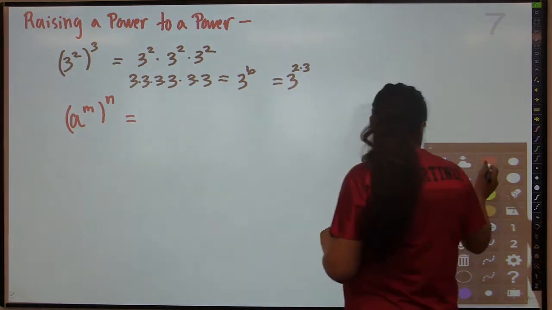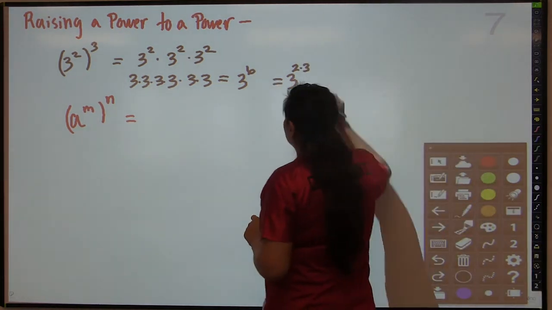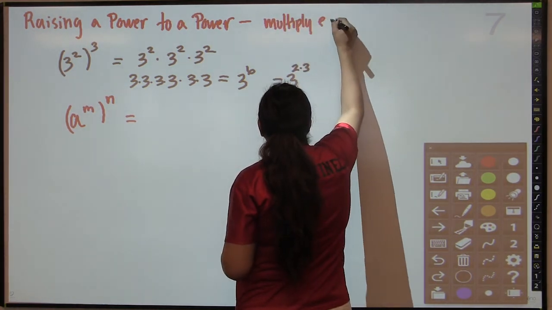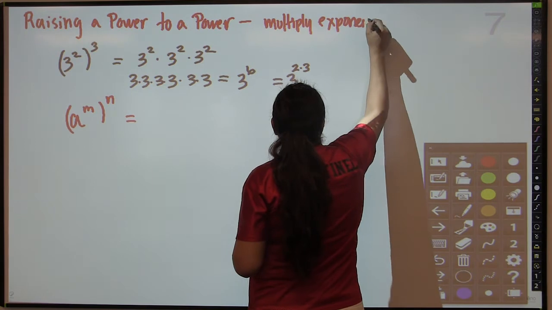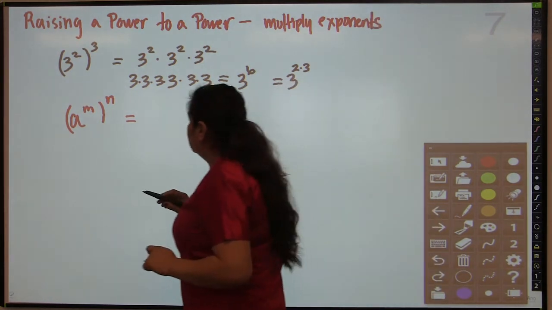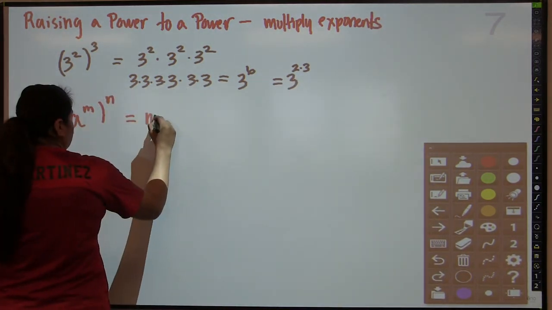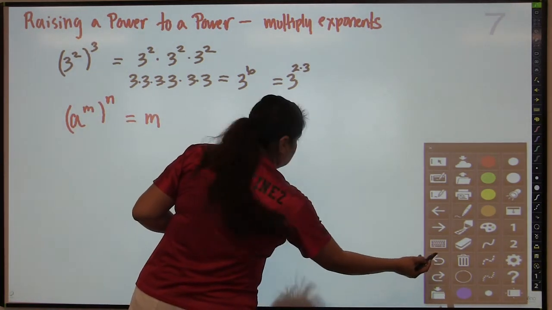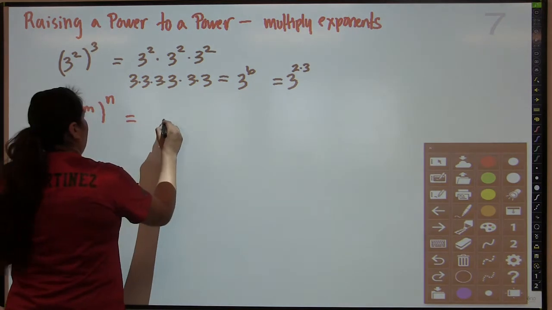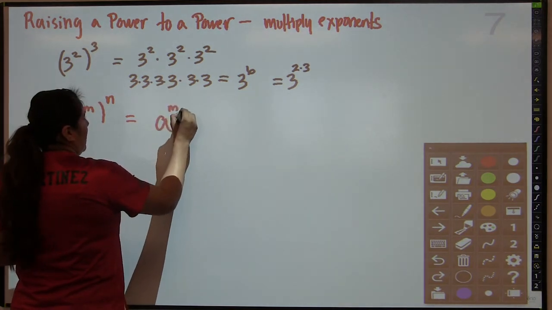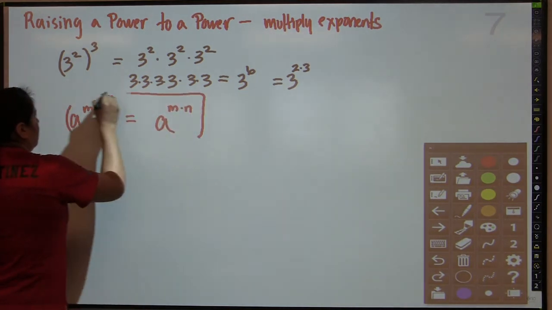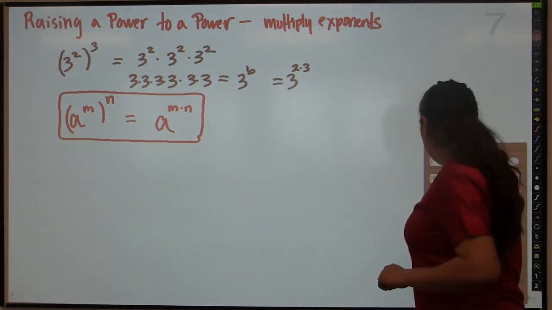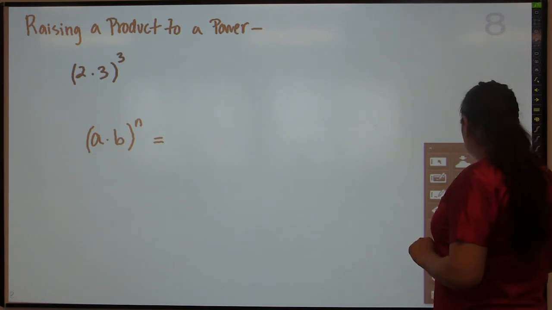And so the rule of thumb here is that when you raise a power to a power, you multiply exponents. Awesome. And so our rule would be a to the m to the n, which is a to the m times n power. Alrighty. Then we have raising a product to a power.